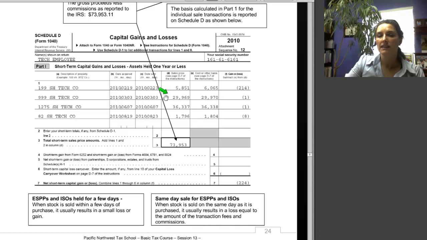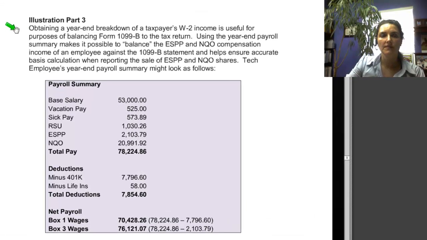And then we compare those against the 1099-B, and when we're done with that, ultimately, tech employee has small losses. He ends up with net short-term losses of $224. So ESPPs and ISOs held for a few days. When the stock is sold within a few days of purchase, it usually results in a small loss or a small gain. On a same-day sale for ESPPs and ISOs, when the stock is sold on the same day as it is purchased, it usually results in a loss equal to the amount of the transaction fees and commissions.